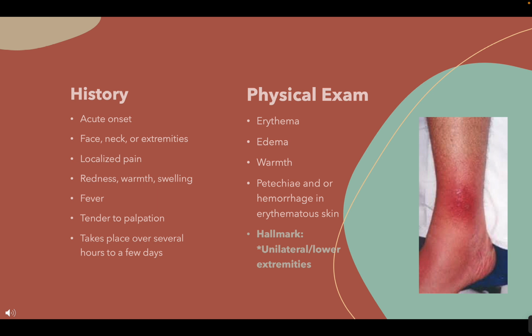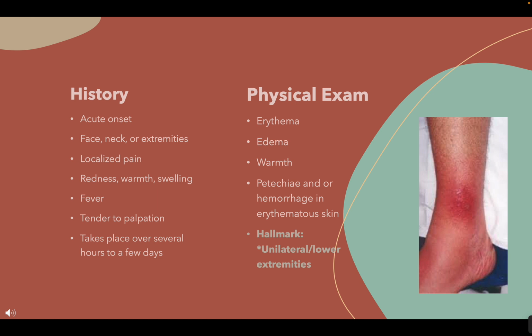Typically, a patient with cellulitis will say that their symptoms were acute. It typically can happen over a couple of hours to a few days. They'll mostly have it in their face, neck, or extremities. The pain is localized. There may be some redness, warmth, or swelling. They may complain of a fever and tenderness to the site.